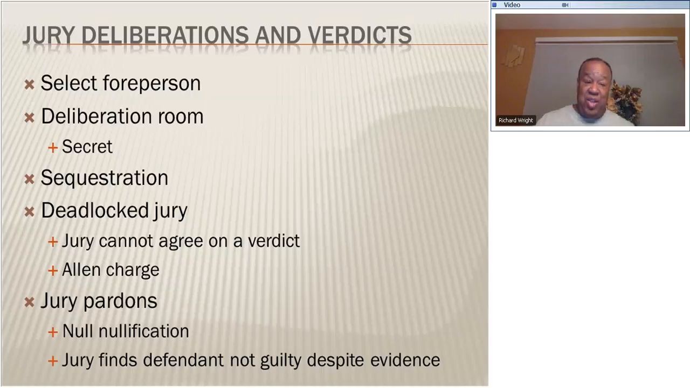There may be a deadlock, where the jury cannot agree on a verdict. Now, a deadlock doesn't have to be 6-6. It could be 11-1. And then there's an Allen charge that takes place, and the judge can request, not for anybody else, but for their own information, how far they are. They say, well, it's 11-1. Well, then the judge will tell them to continue deliberating. And if at the end it comes out that they're hopelessly deadlocked, they're not going to agree, because it requires a unanimous verdict.